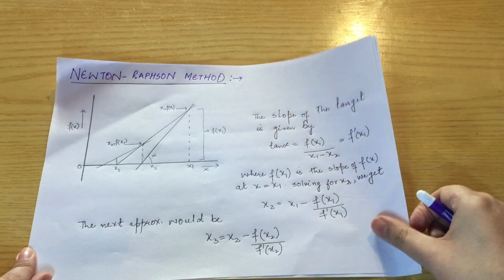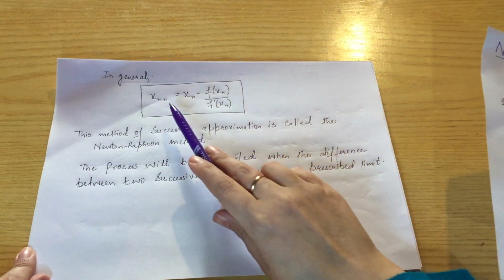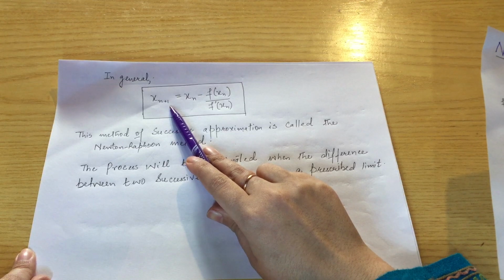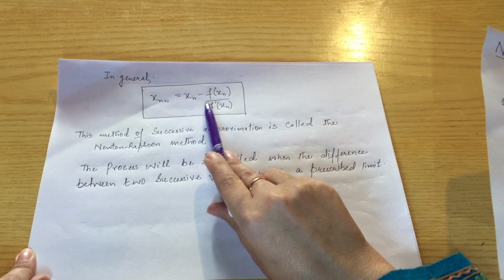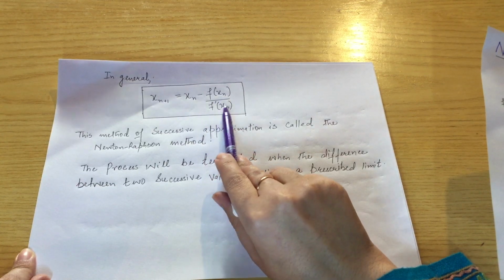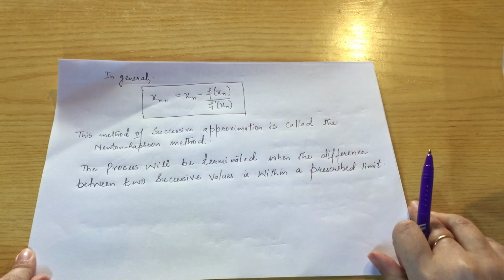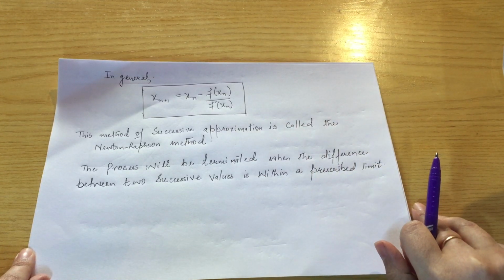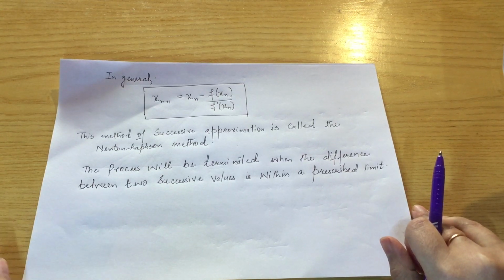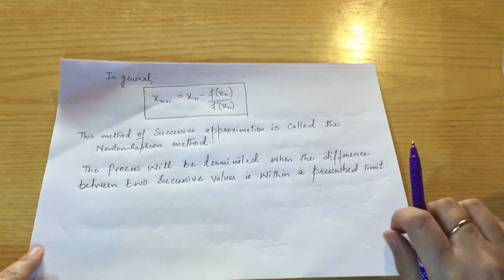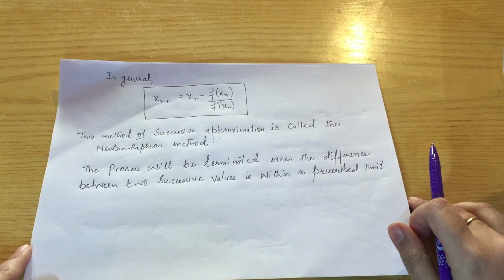So when we generalize the term, we will have xn plus 1 equivalent to xn minus f of xn divided by f dash of xn. So this method of successive approximation is called as Newton-Raphson method, and this process will be terminated when the difference between two successive values is within a prescribed limit.